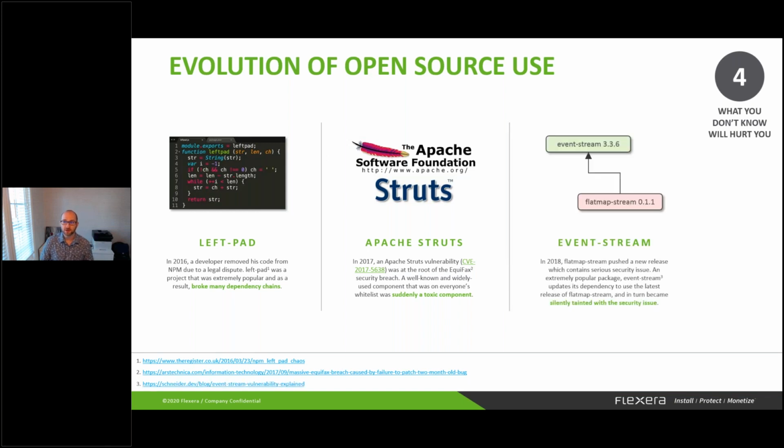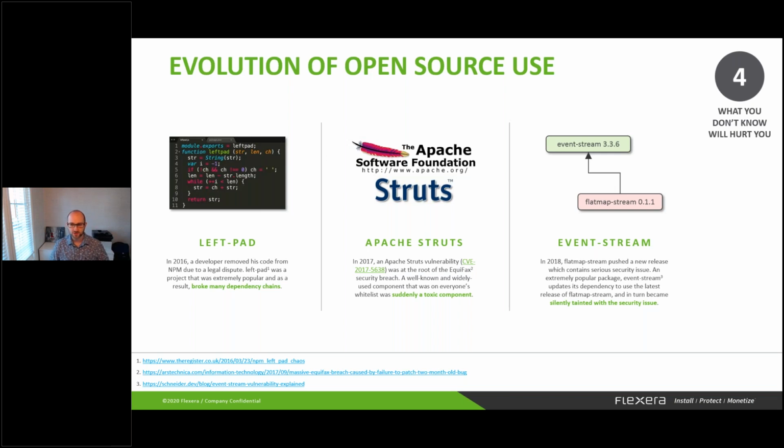The third story I want to talk about is event stream, and this one's interesting too, because this has to do with a dependency, but it has to do with a dependency and a change in ownership of a given component. So event stream was, again, a very popular component in the Node ecosystem. And it was a component where the developer basically stopped maintaining it.